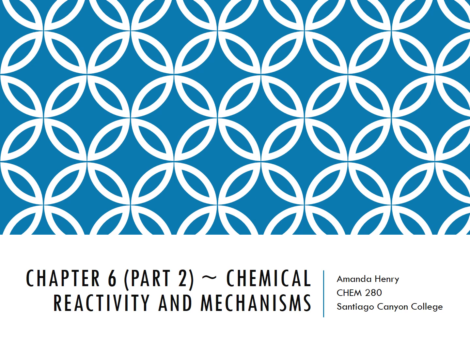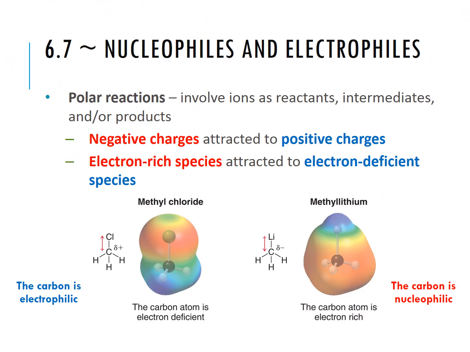Hi everyone, we are going to talk about the second part of Chapter 6. This is covering sections 6.7 and 6.8. So we're kind of taking a drastic turn from where the first half was. The first half was an overview of enthalpy and kinetics. And in this portion, we're going to start talking about how reactions happen.